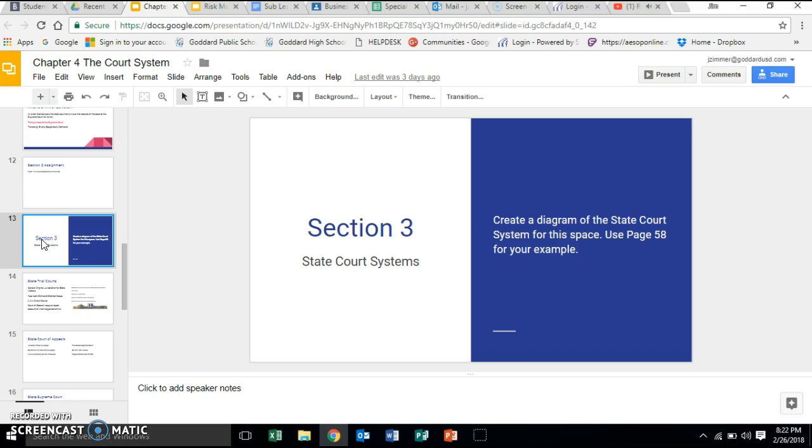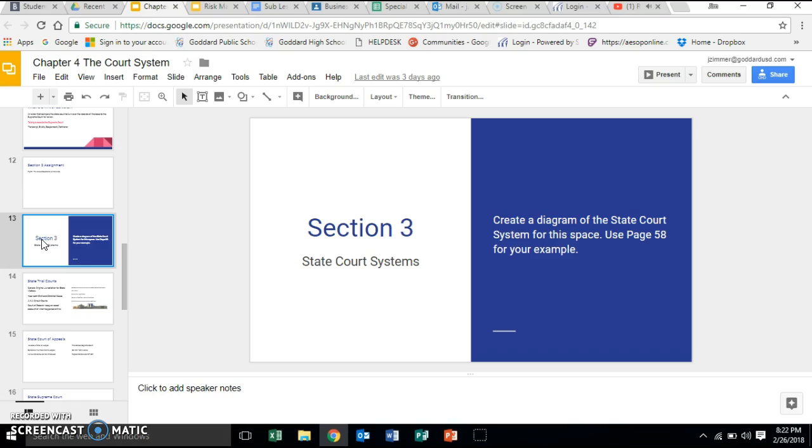The state court system has 5 different levels, so you might want to number 1 through 5. Number 1 being, of course, the Supreme Court. Number 2 being the immediate appeals court, and then number 3, we're going to go right after. We already have talked at length about appeals courts. It's all the same at the state level too.